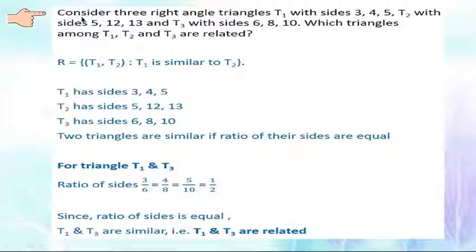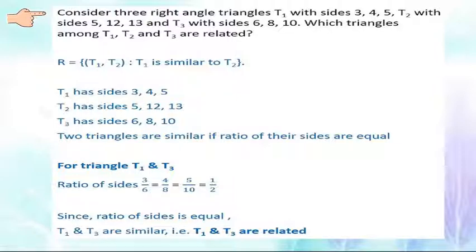Then after that, the second part: consider three right triangles. Three right triangles are given with different measurements. T1 has sides 3, 4 and 5, T2 has sides 5, 12 and 13, and T3 has sides 6, 8 and 10. They are asking which triangles among these three are related under this relation. The relation is T1 is similar to T2. It means any two triangles are similar to each other.